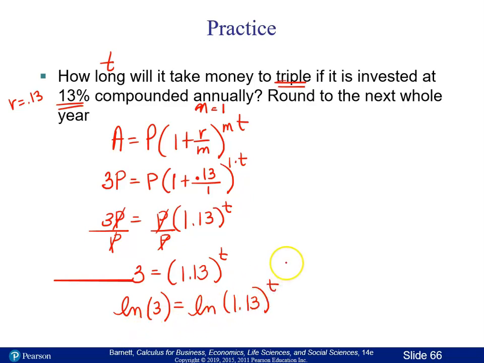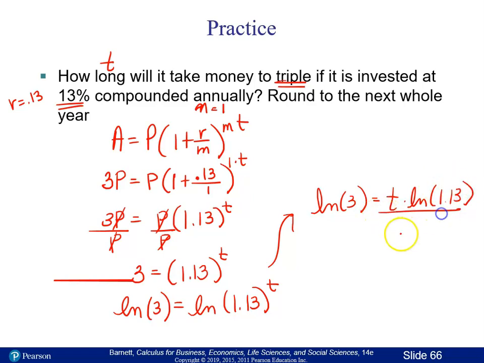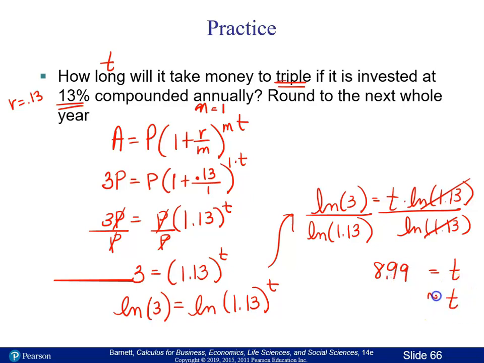Okay, so that means that we can bring the t down in front as we've done before. And at this point, hopefully it's starting to kind of be routine. That's why I'm going a little bit fast with this part. So t is going to be the natural log of 3 divided by the natural log of 1.13. So 8.99. So basically 9 years for that investment to triple.